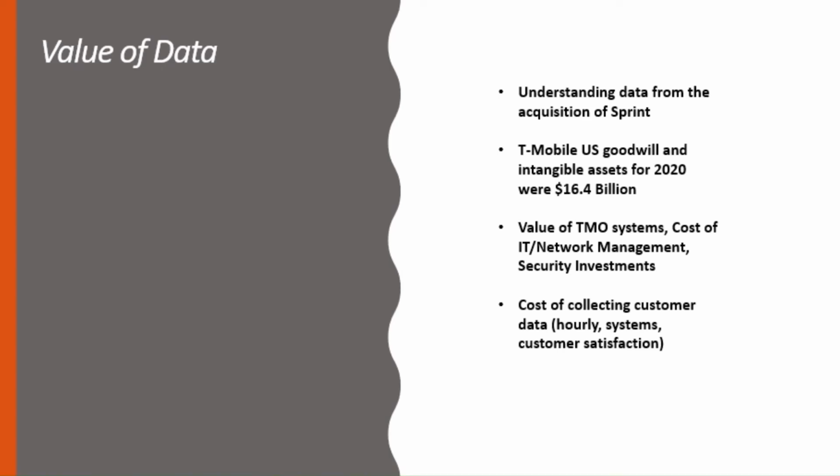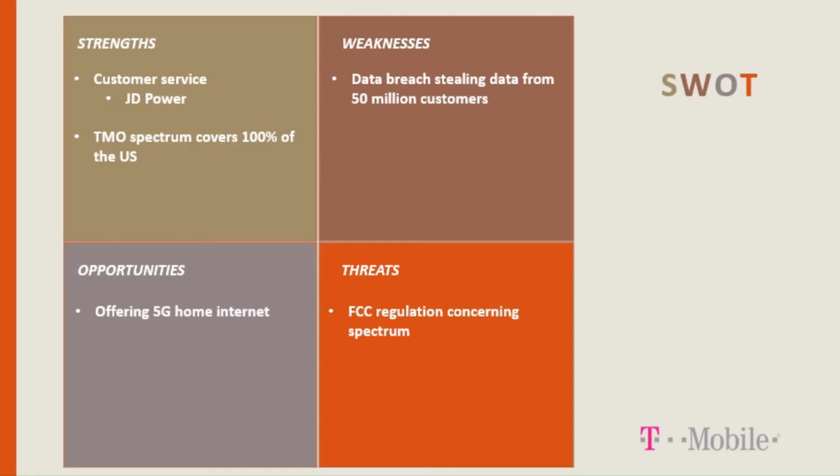So in conclusion, and on my last slide here, just a high-level SWOT analysis of the T-Mobile brand. Some strengths in the upper left quadrant. They continue to strive in the area of customer service. They are awarded the J.D. Power Award for Customer Service year over year. Their spectrum also covers 100% of the continental U.S. That's one thing that helps to strengthen their competitiveness with the other two large wireless providers.